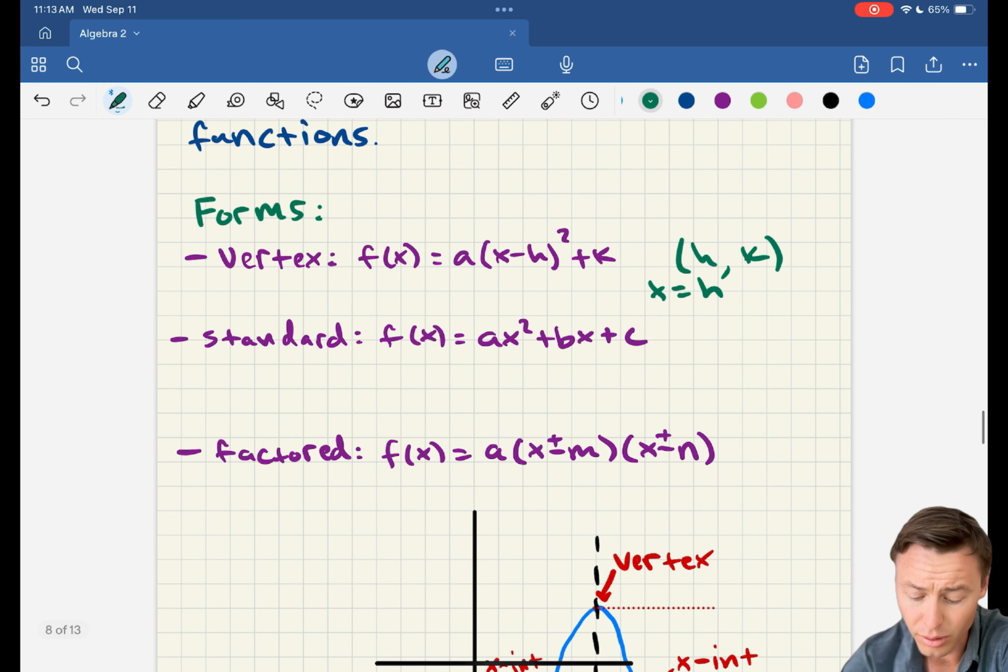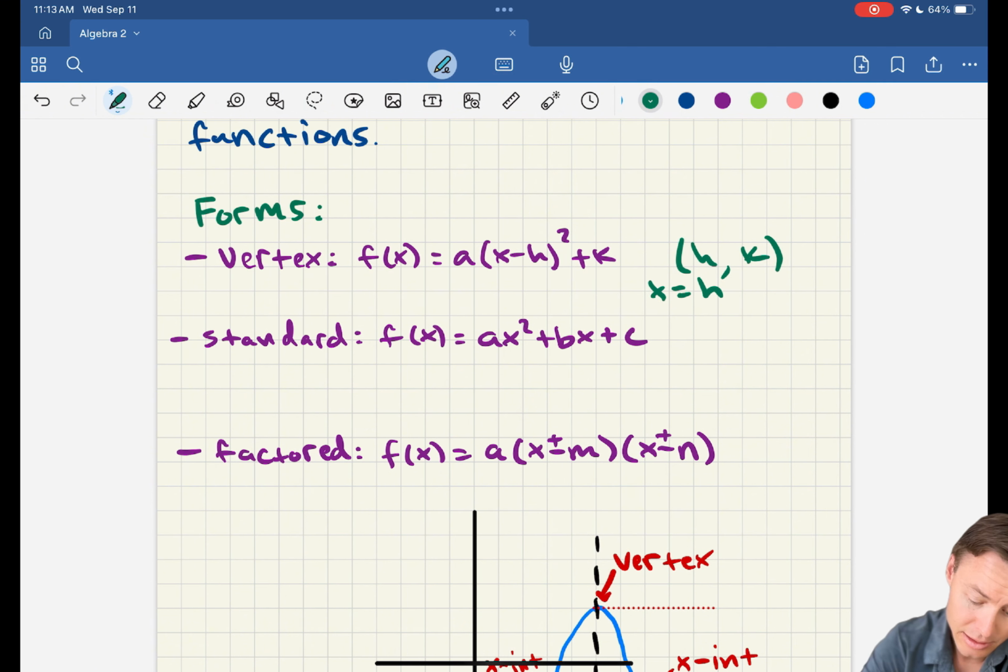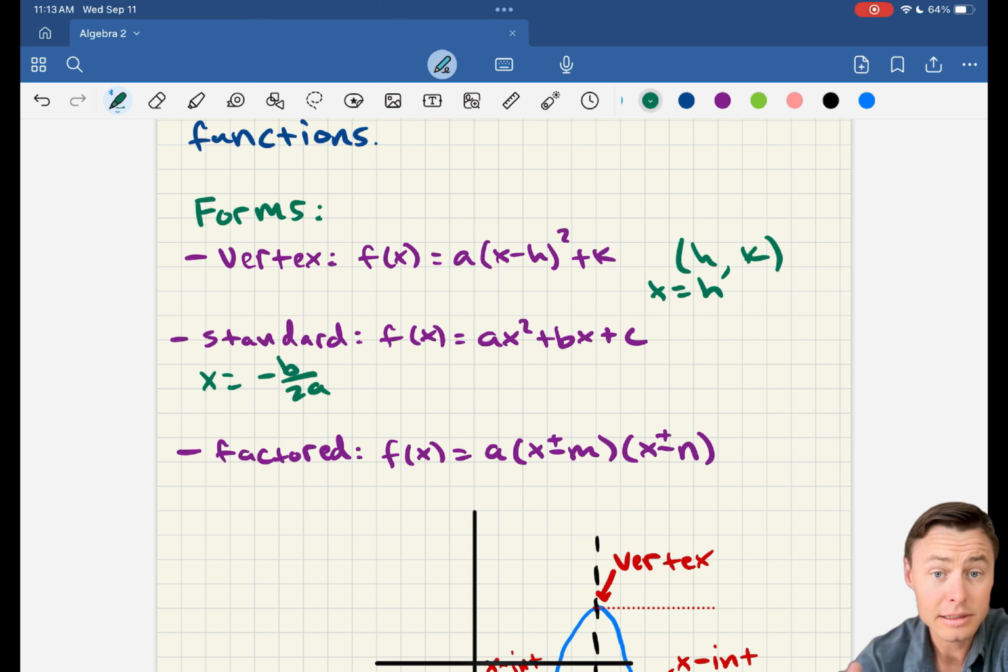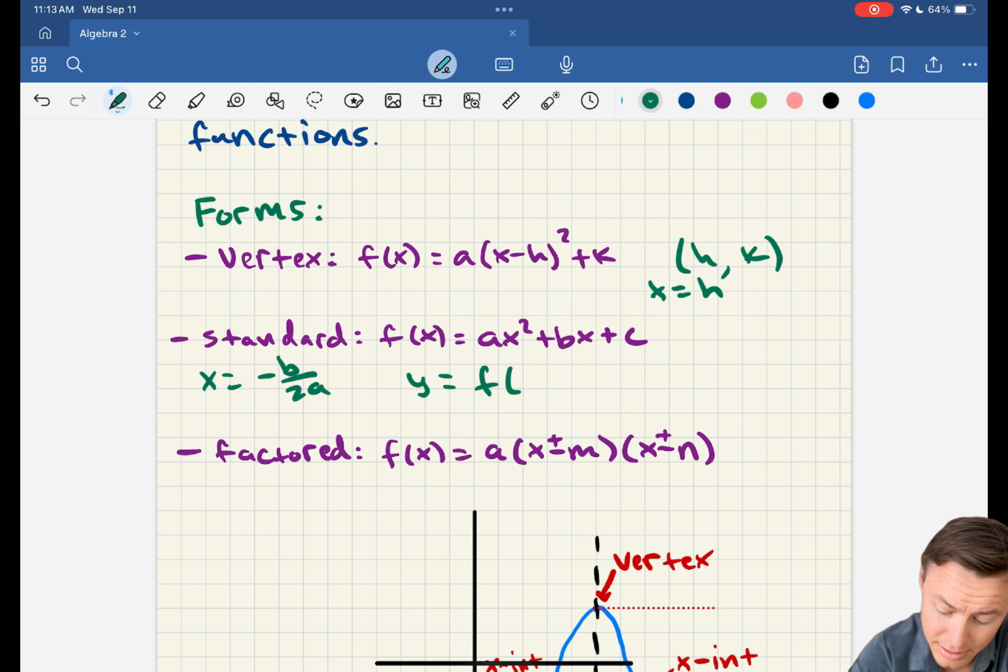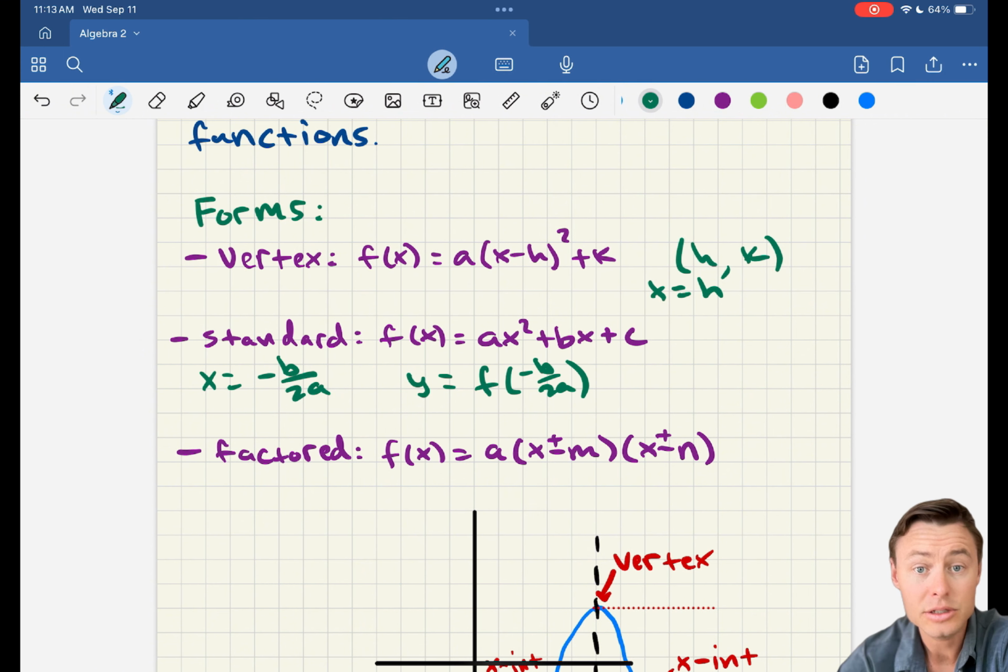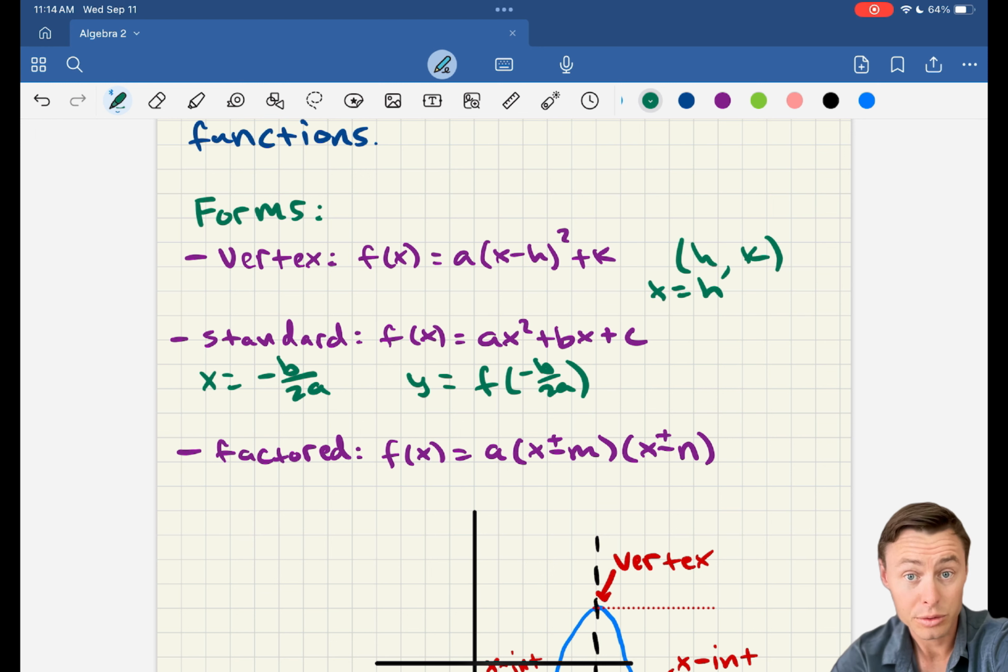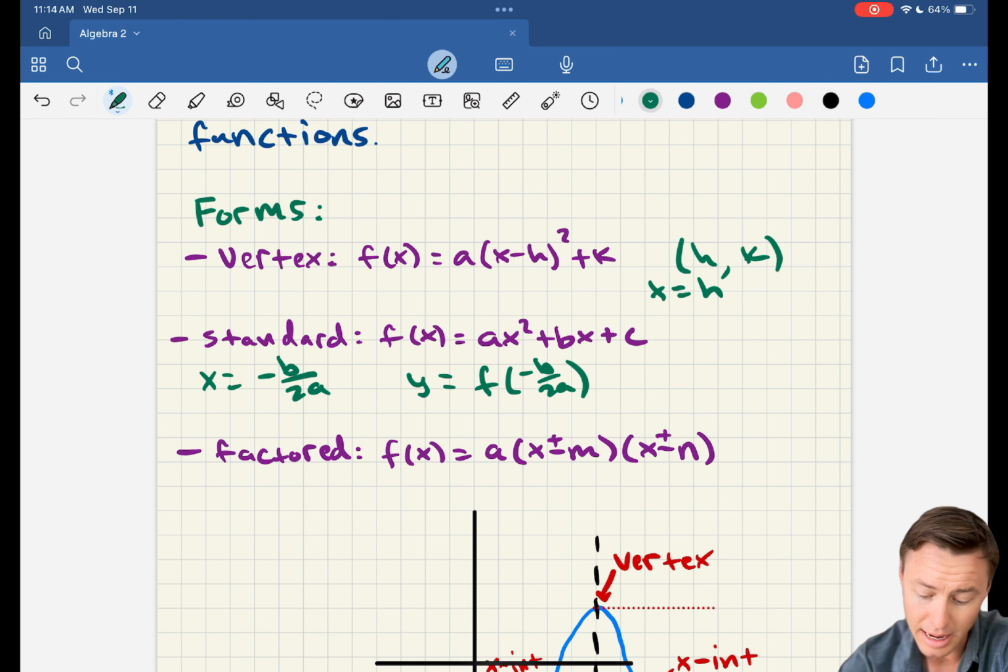In standard form, which is ax squared plus bx plus c, the vertex can be found by using this equation. The x value of the vertex would be equal to negative b over 2a. And to find the y value of the vertex, you would just plug that back into the function. So whatever negative b over 2a is, you just plug that in for x, and whatever you get out, that's the y value of the vertex.